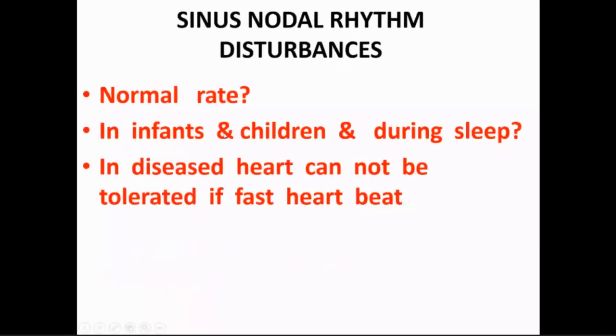arrhythmia. Now we come to sinus node rhythm disturbances. Okay, normal rate, you all know, is 60 to 100. In infants and children and during sleep there can be sinus node rhythm disturbances, especially what we call sinus arrhythmias, and diseased heart cannot be tolerated if the fast heartbeat.